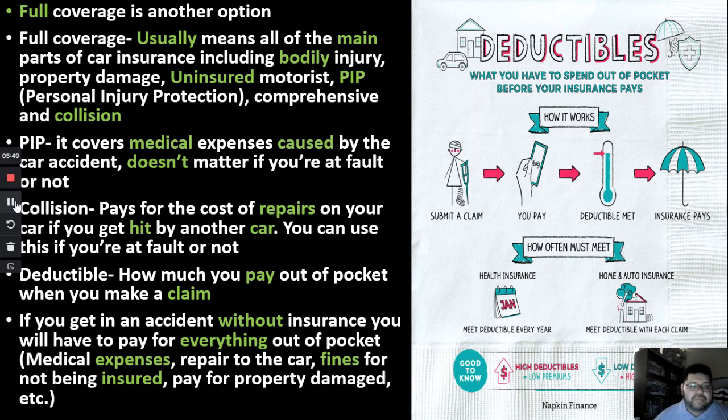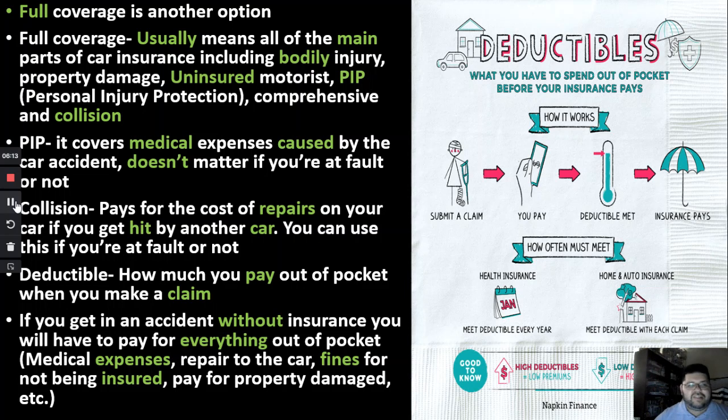Now, the PIP, the personal injury protection, covers medical expenses caused by a car accident. And the thing is, it doesn't matter if it's your fault or not, you will be covered. So if you have to take an ambulance, or your forearm is busted, that's where that would kick in.